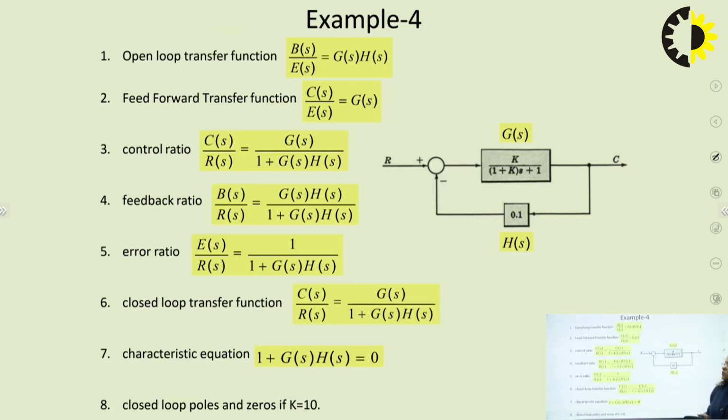Now we move towards a small example. Consider here a feedback control system with G as K upon 1 plus K into S plus 1, H as 0.1, then the overall transfer function will be, since it's a negative feedback, G upon 1 plus GH, which is equal to K upon 1 plus K multiplied by S plus 1 plus.